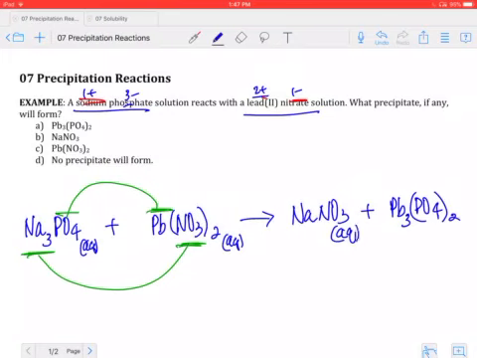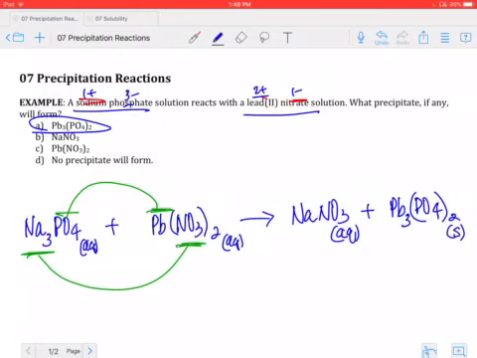I'll go ahead and label it as aqueous. If you look at the lead phosphate, the phosphate is going to show up on that bottom half of the chart in the insoluble section. So that is going to form a solid. Because that's going to form a solid, that is our precipitate. So the actual answer to this question would be A, that lead 2 phosphate would form the precipitate from these two reactants.